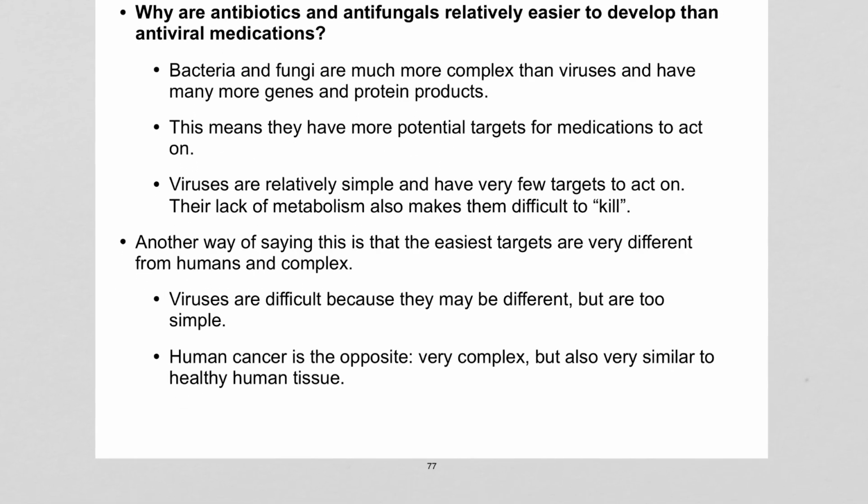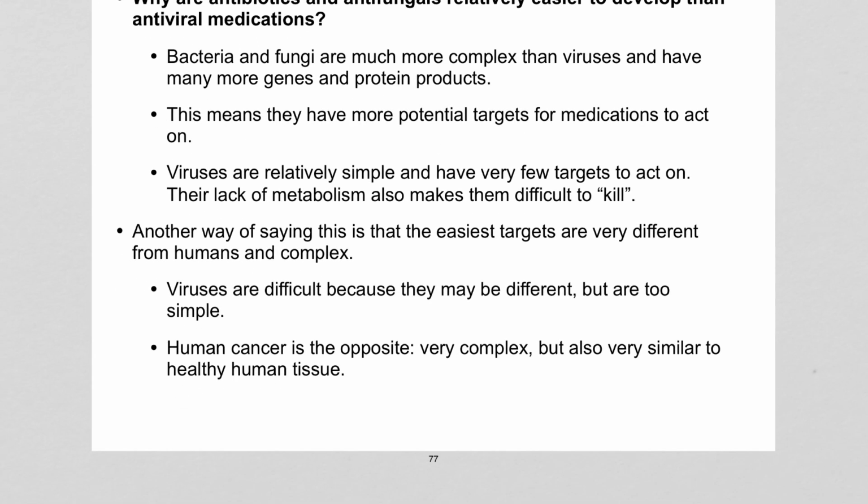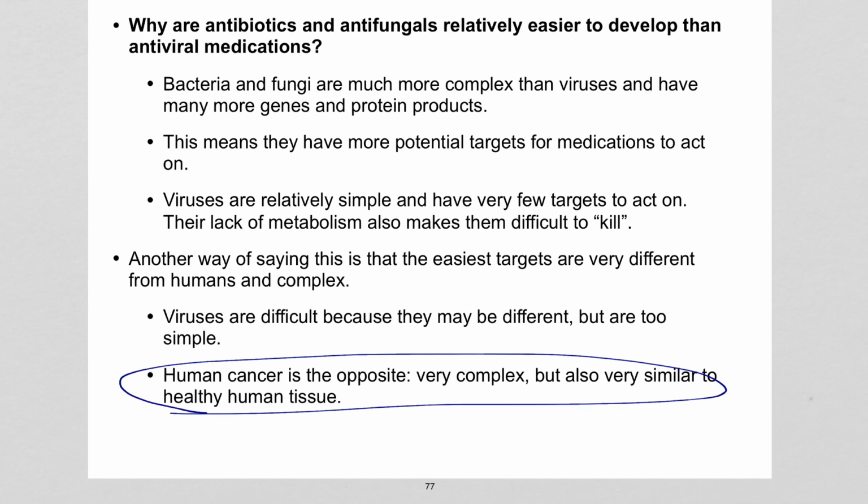Okay. Looking at it from another direction, you could say the goal of all of this is to find a target that's pathogen specific that you don't find in a human. Okay. Bacteria, viruses, fungi, they all fall into this category. They're different enough from humans. It's pretty easy to make drugs to go after. Viruses are also very different, but like I said, they're just too simple. On the opposite spectrum, I think it's very useful to compare antimicrobials to chemotherapy for cancer.